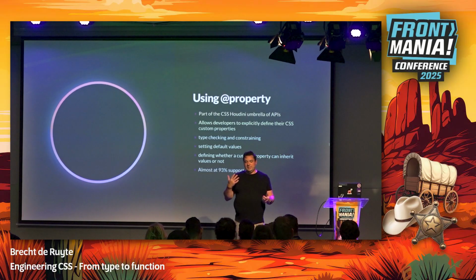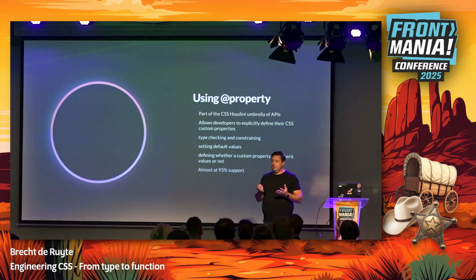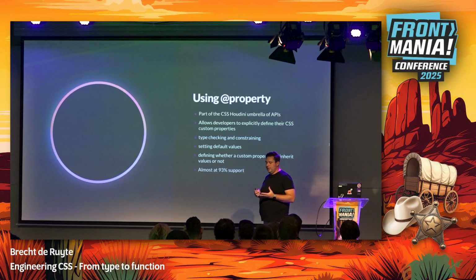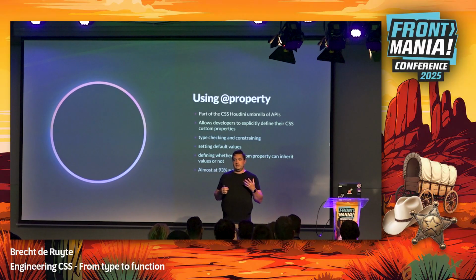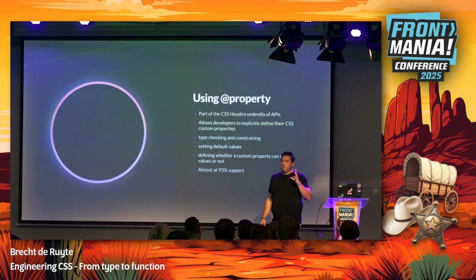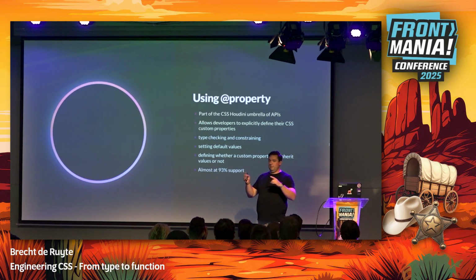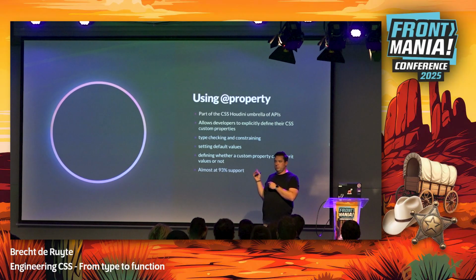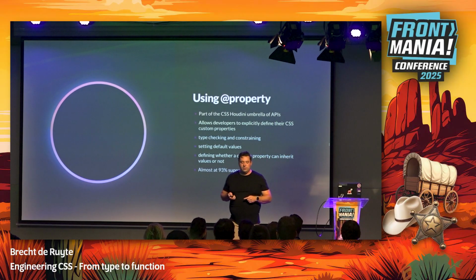It's part of the CSSWG umbrella of APIs. It allows developers to explicitly define their CSS custom properties. We can do some type checking there, some constraining. We can set default values, just as we should do with other custom properties. Another cool part is that we can define whether a custom property should inherit or not, because by default they do, but here we can actually turn that off, which I think is pretty cool. This is currently almost at a 93% support, and when I say almost, I think last time I checked it was 92.98 or something, so really close.